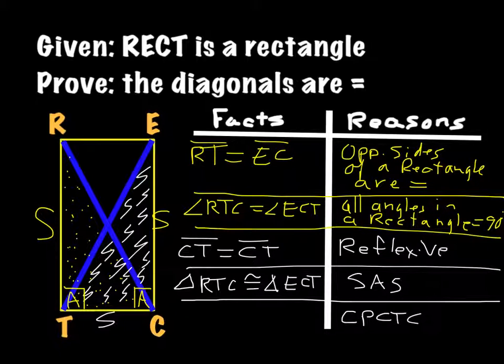Now that I've got the congruent triangles, I'm allowed to use CPCTC to mention parts that must be the same. So it's a guaranteed fact that RC must be the same as ET, and that is because those blue sides are the matching sides, the corresponding sides of the congruent triangles. Done.